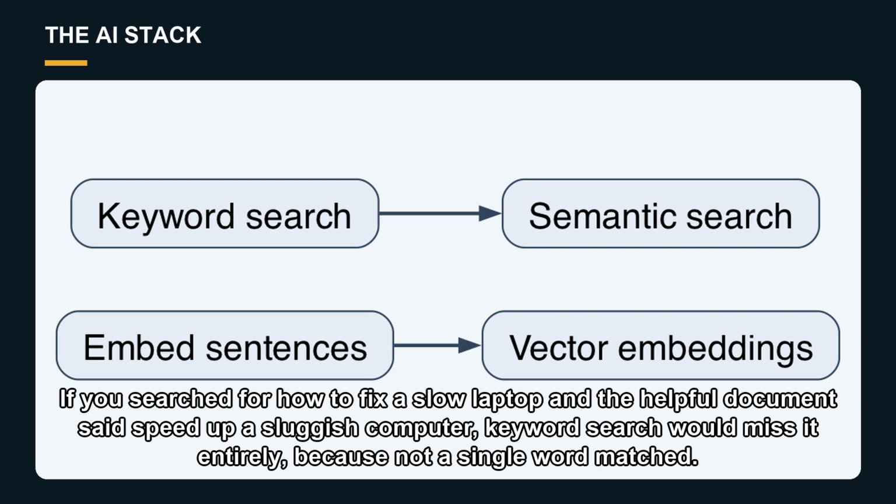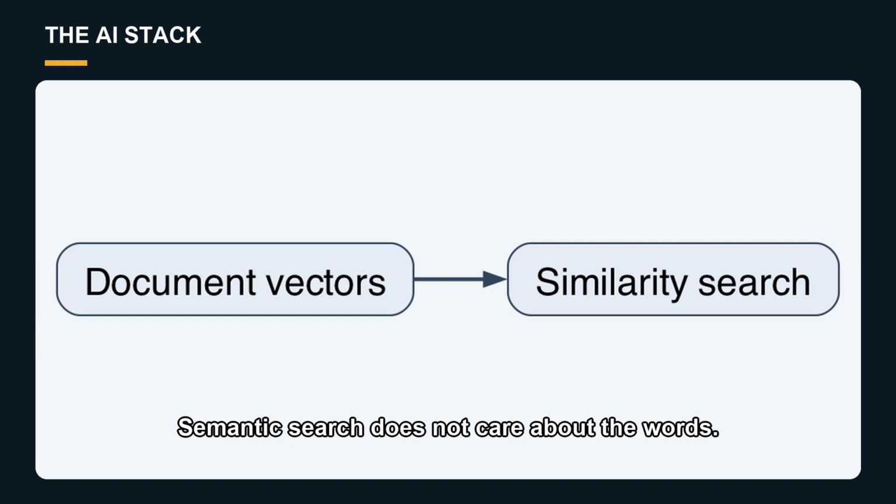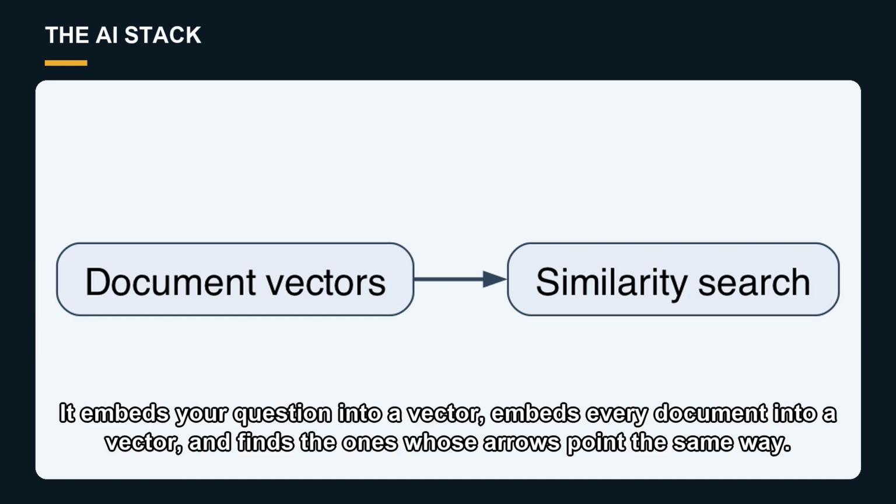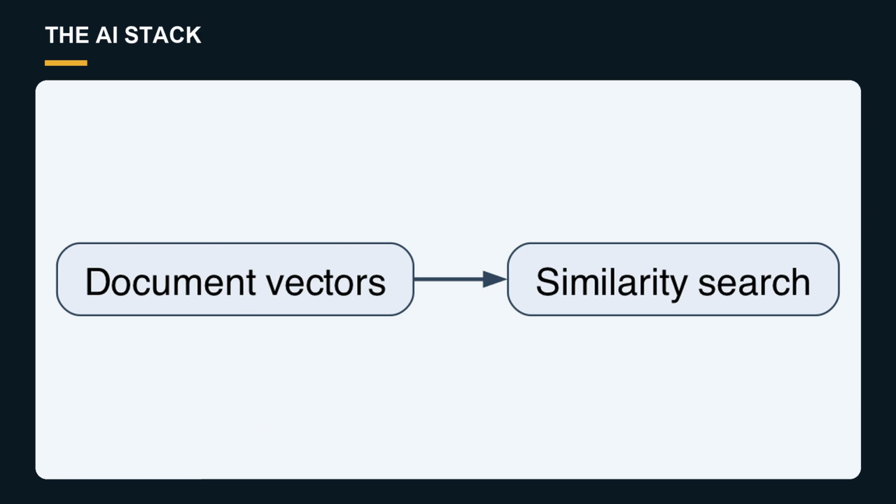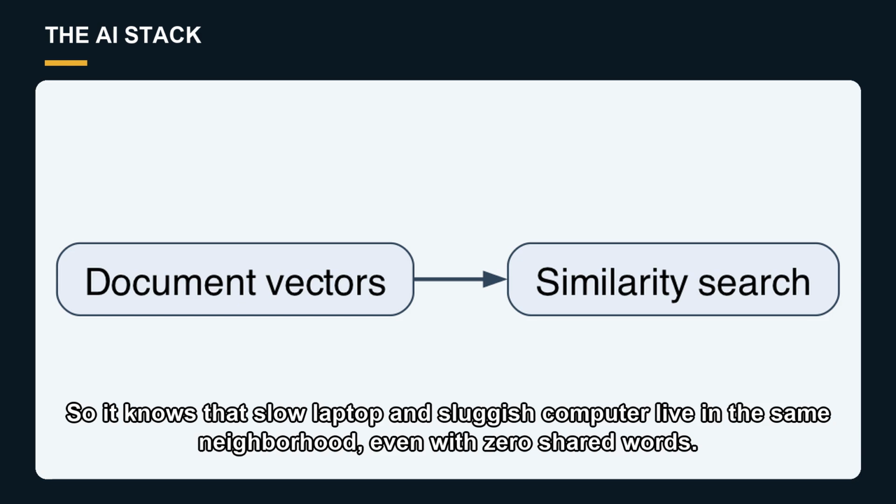If you search for how to fix a slow laptop and the helpful document said speed up a sluggish computer, keyword search would miss it entirely because not a single word matched. Semantic search does not care about the words. It embeds your question into a vector, embeds every document into a vector, and finds the ones whose arrows point the same way. It matches meaning, not spelling. So it knows that slow laptop and sluggish computer live in the same neighborhood, even with 0 shared words.